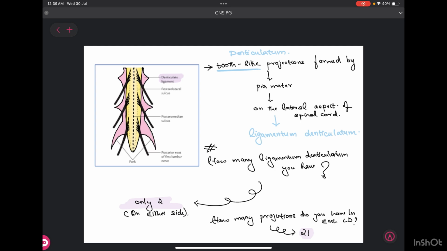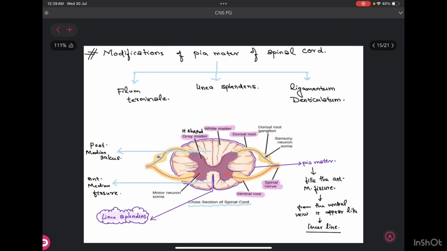So there are 3 modifications. What are these? Filum terminale. This is the filum terminale. We have earlier studied it. And linea splendens. This is linea splendens, and this is ligamentum denticulatum.